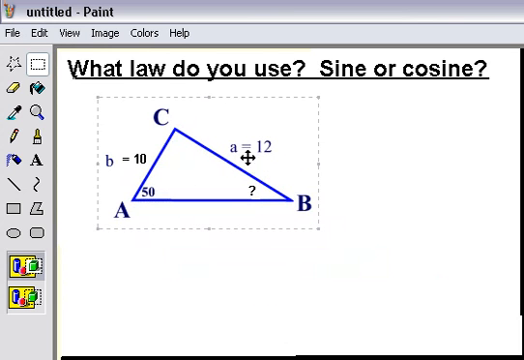Okay, so in this triangle, again, we have two side angle pairs. The unknown here happens to be an angle, but we have this side angle pair, 10 and the angle B, and then we have the opposite side angle pair, angle A is given and side A is given. So again, we would say the sine of B over 10 is equal to the sine of 50 over 12. So we would use the sine law to solve for the missing angle, which is B.